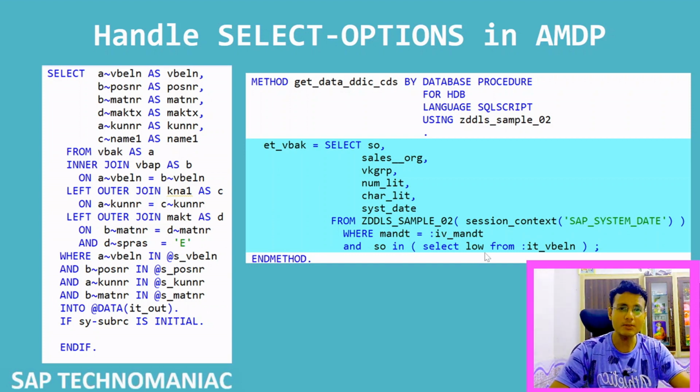But in this case, what will happen? I am getting only the low value. I'm not considering the high value, and I'm not considering it if someone passed a range. So in this scenario, I'm not able to handle all the select option scenarios. But I can't code everything here either: select low from this one, or select between low and high if there is a range, or select high. That kind of coding I can't do. So how do we handle select options in AMDP?